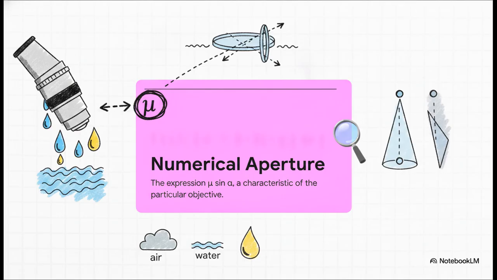To really understand Abbe's limit, you have to grasp this critical term right here, numerical aperture. What you really need to take away from this is the variable mu, which stands for the refractive index of the medium the light is traveling through. This literally means whether there is air, water, or a specialized oil sitting directly between your tiny specimen and the microscope lens, it fundamentally alters the instrument's power.